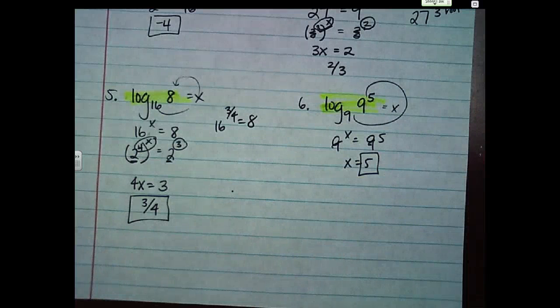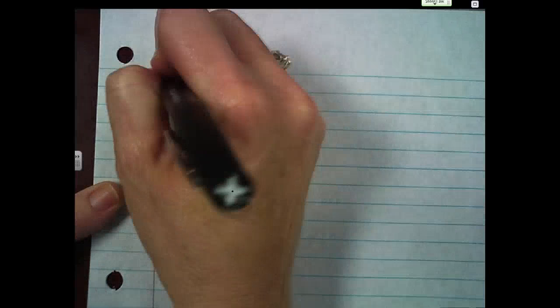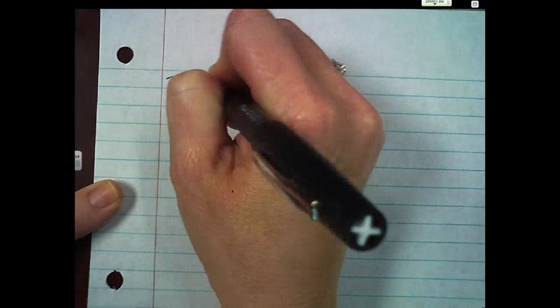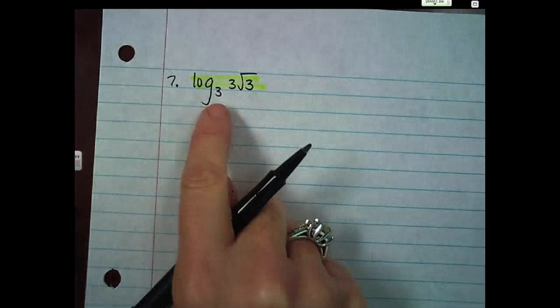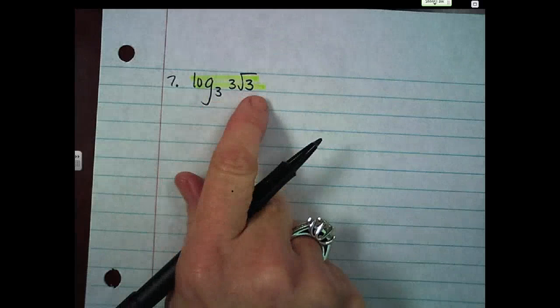Okay, so you're feeling a little more comfortable with it. So of course now we're going to throw a little wrench in it. These two get stars because they're really weird. Number 7, log base 3 of 3 root 3. So my question to you is, what crazy exponent is going to get me from 3 to 3 root 3?